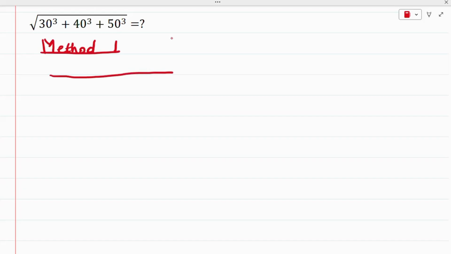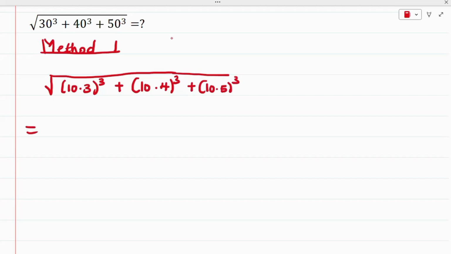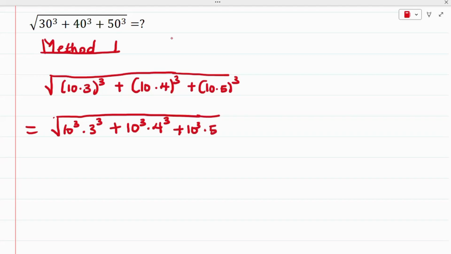So the first thing guys, you want to simply express 30 as 10 multiplied by 3 all raised to the power of 3, plus we want to express 40 as 10 multiplied by 4 all raised to the power of 3, and we want to express 50 as 10 multiplied by 5 all raised to the power of 3. So this is equal to the square root of, now we can easily decide to expand this to be 10 raised to the power of 3 multiplied by 3 raised to the power of 3, plus 10 raised to the power of 3 multiplied by 4 raised to the power of 3, plus 10 raised to the power of 3 multiplied by 5 raised to the power of 3.